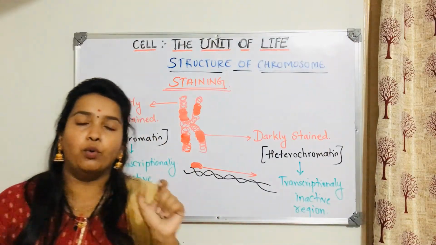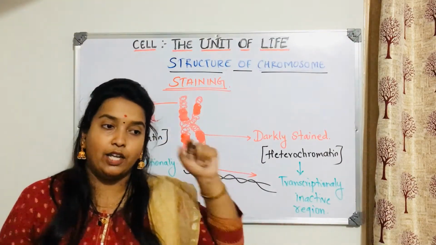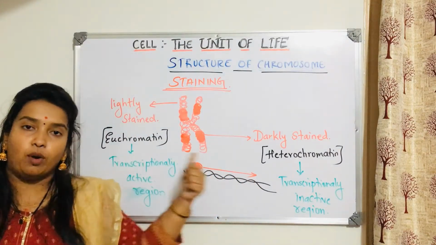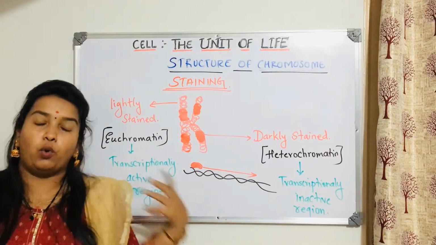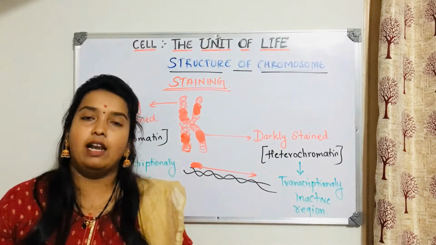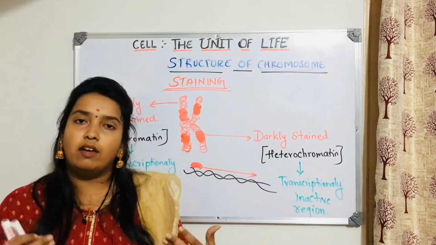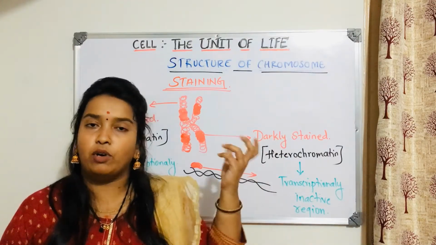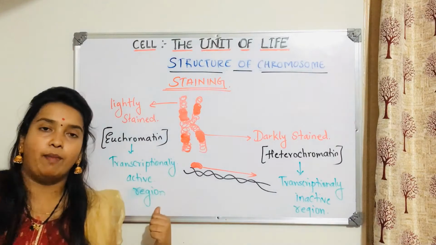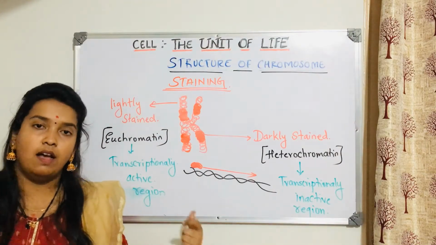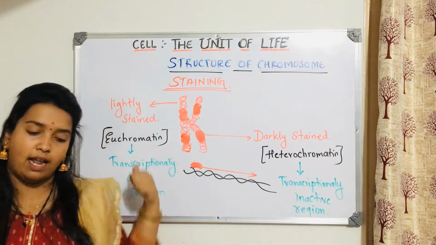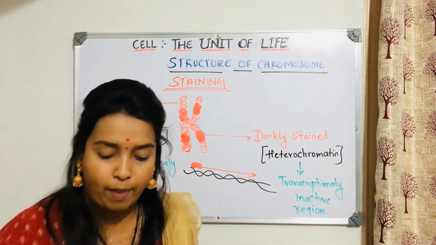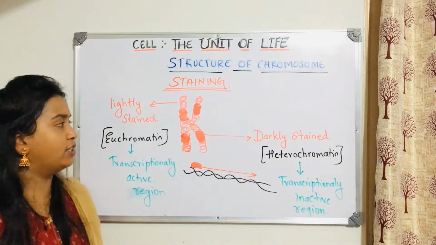How to remember? Where have we studied eubacteria, true bacteria? Euchromatin means true chromatin, because this acts as the real chromatin, real DNA, which helps in transcription. And once transcription happens, what happens? Protein is made. So euchromatin helps in protein synthesis. They help in transcription, so they are very important. I hope this much is clear: heterochromatin and euchromatin regions.